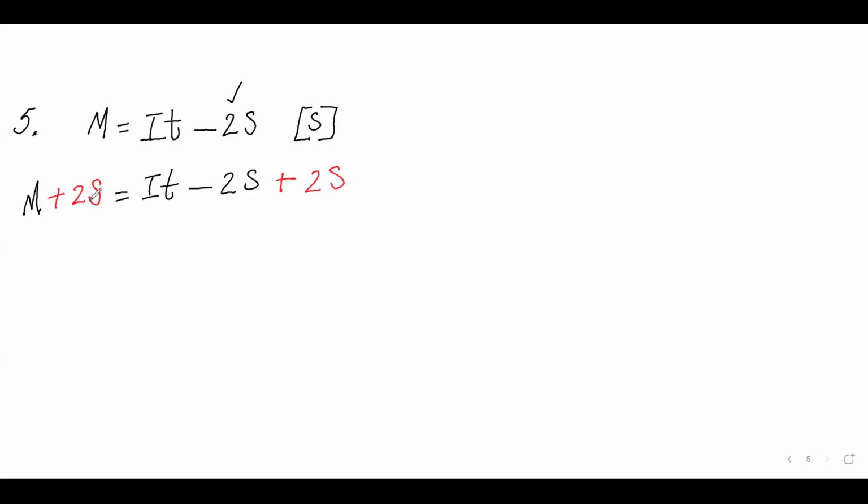Duncan, you just told me you understand. So it means that these are going to cancel. Same thing, different sign, always cancel out. You have negative 2S and positive 2S, so they're going to cancel out, leaving me with M plus 2S equals IT.